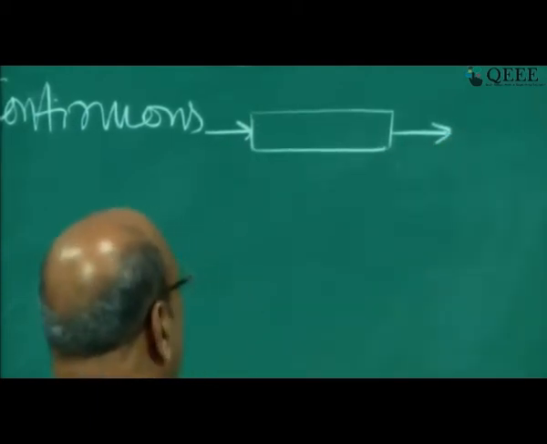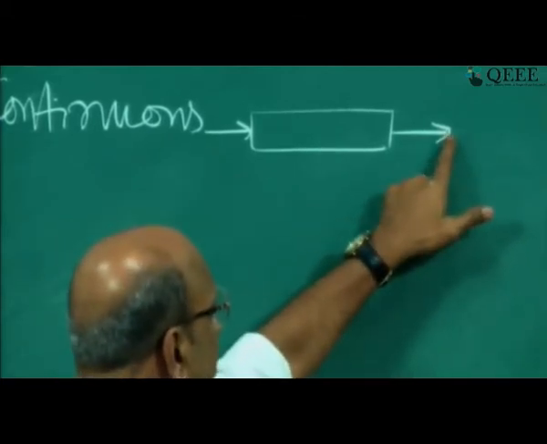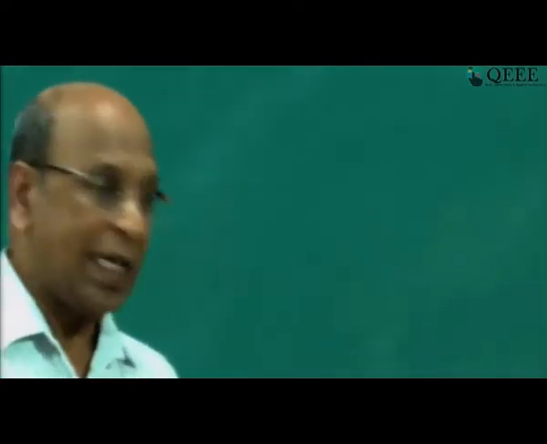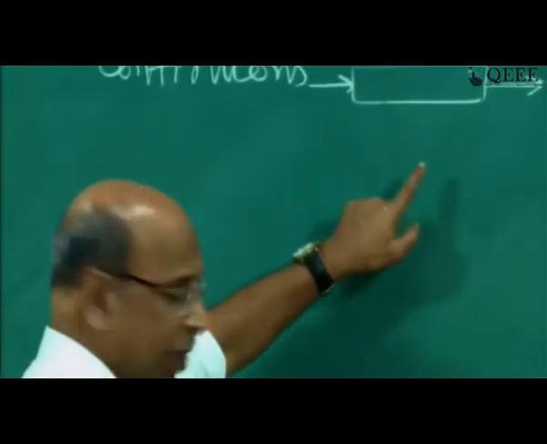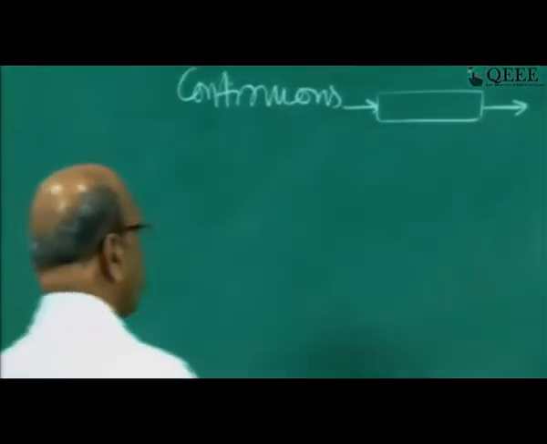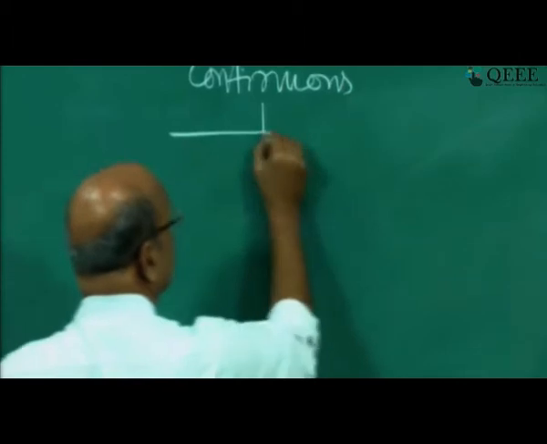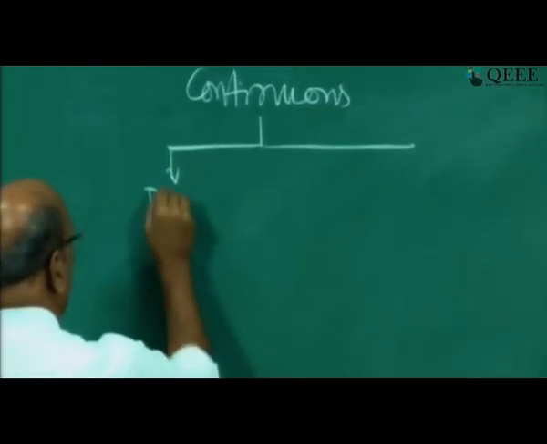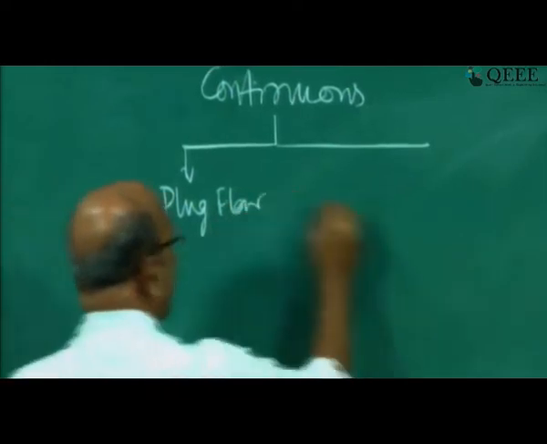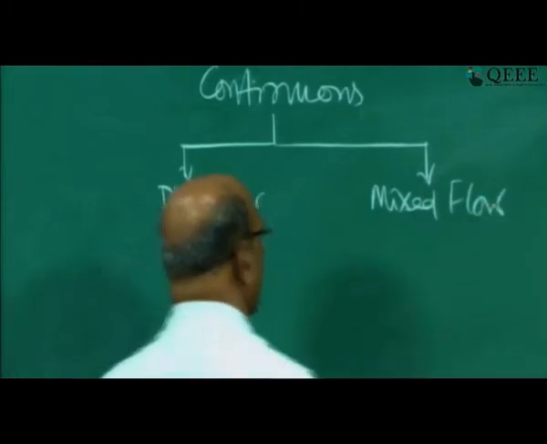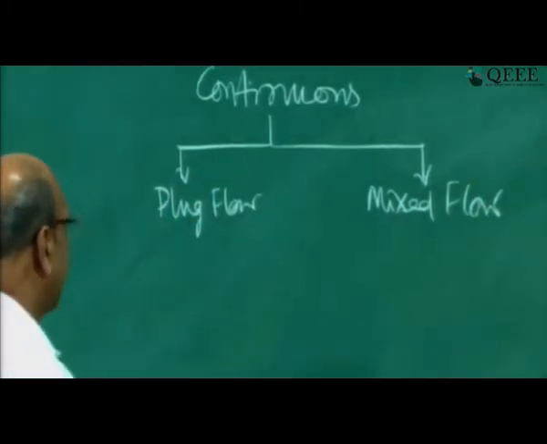And when you are designing a new reactor, then you have to fix the conversion at the outlet and then calculate the volume that is required for this continuous reactor. Okay, so that is why what you have here is a continuous system. And now in continuous, we can imagine that we can have two types of reactors. In continuous, we have plug flow and we have mixed flow. So what is the meaning of this?